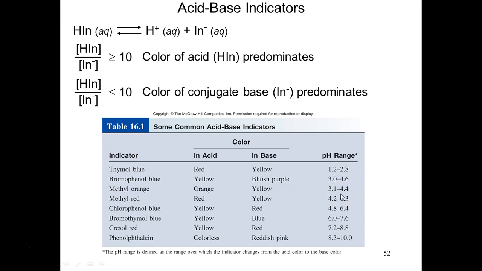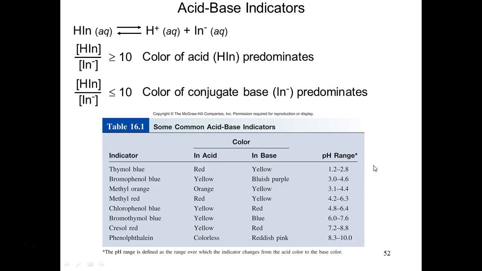Now, what's different about these is that they have different endpoints. An endpoint is a point at which an indicator changes color. This is not necessarily the same as the equivalence point in a titration. The equivalence point in a titration, once again, is when the amount of hydroxide is equal to the amount of H+, or hydronium ions. So it's important to pick an indicator in which the endpoint corresponds to the equivalence point.